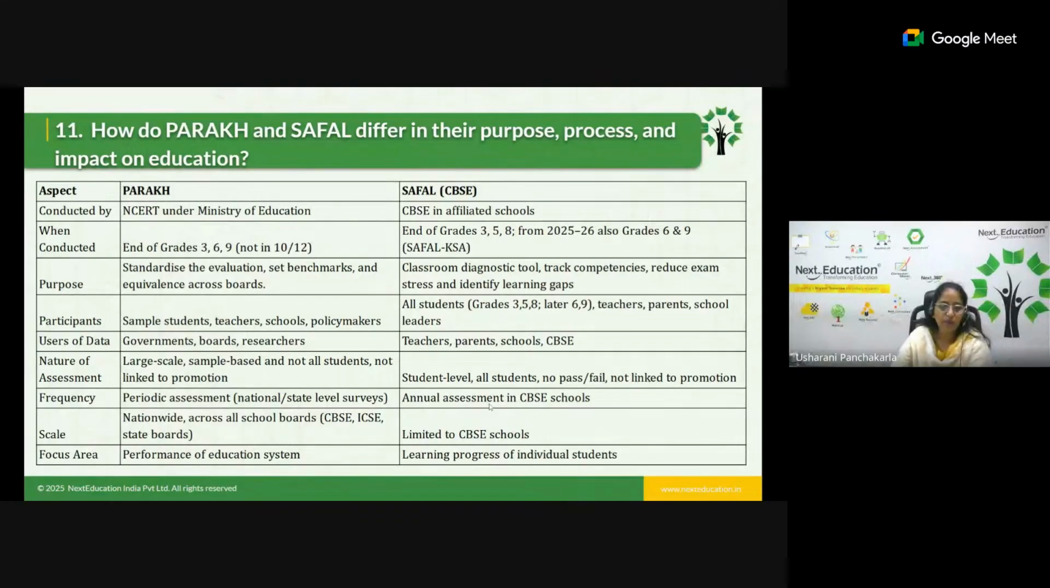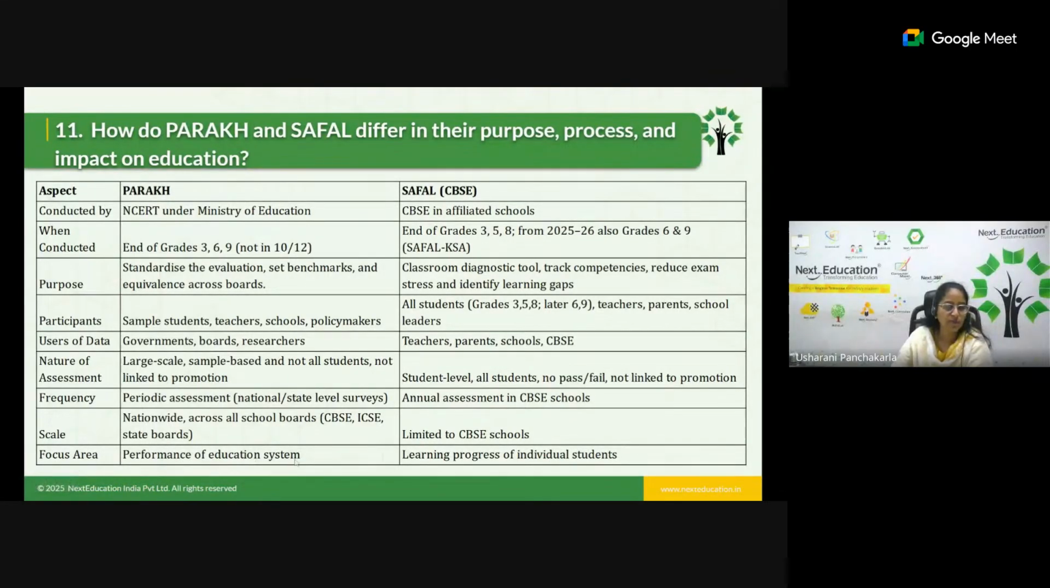This is something like an annual assessment, which happens in the months of April to July. The scale is nationwide across all school boards, whereas here it is only limited to CBSE affiliated schools. Maybe tomorrow it can align with the state boards even, but for now, it is limited to CBSE schools.